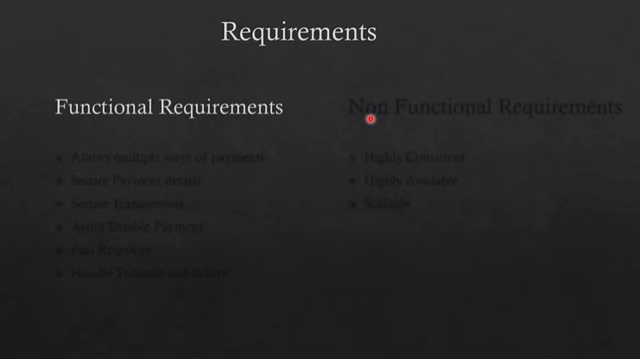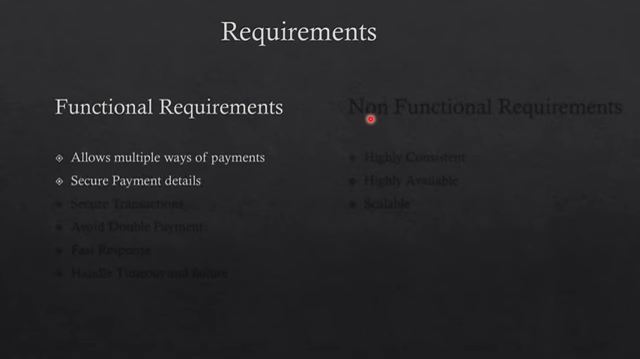So first we have the functional requirements. The first requirement is that it should allow multiple ways of payment. What it means is that it should allow card payment, UPI payment, internet banking payment, maybe gift cards and all those things. Then all the payment details should be secured. Your transactions should be secured. It should avoid double payment in case of failure or retry. It should not happen that the buyer is charged twice, which would be a very bad thing.